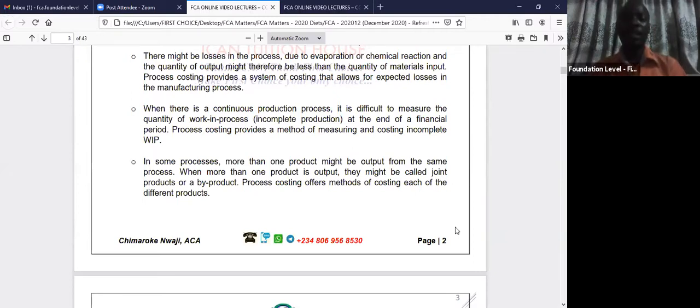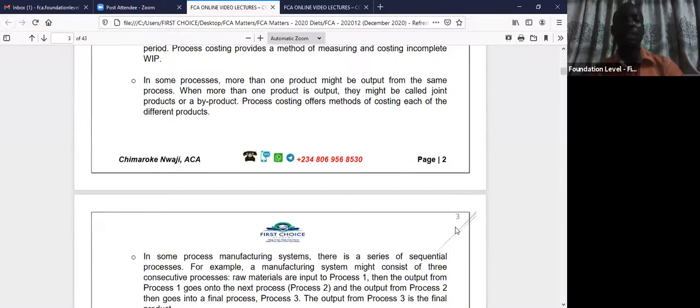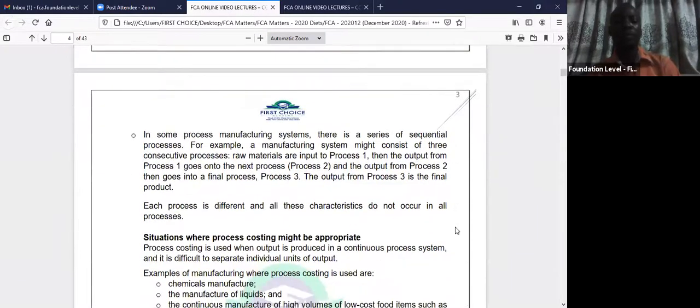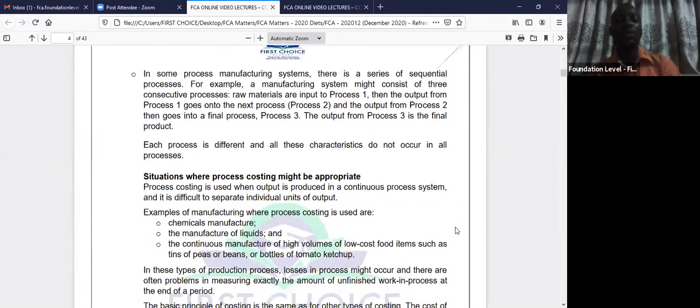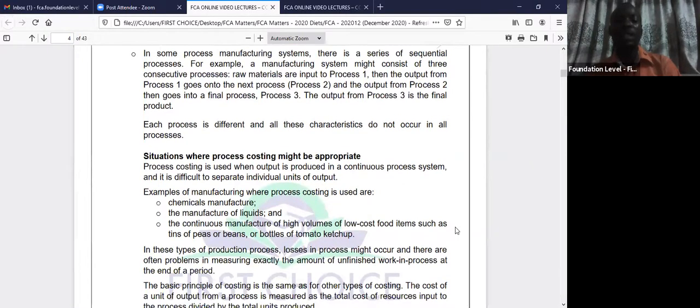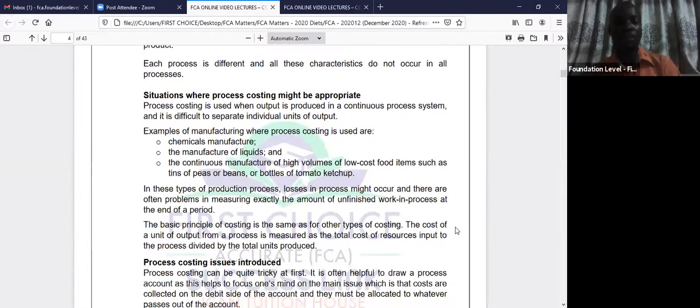Another characteristic is that the output from process one becomes the input of process two. The output of process two may also become the input of process three. Okay? So these are some of the characteristics we see in process costing.